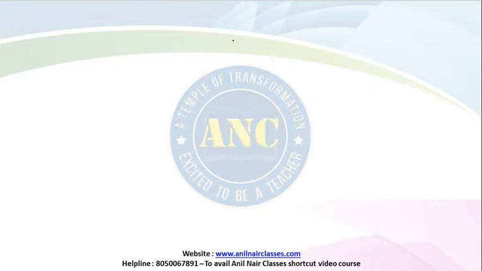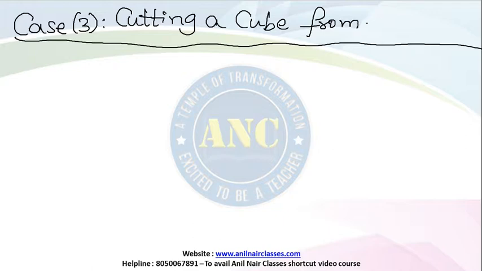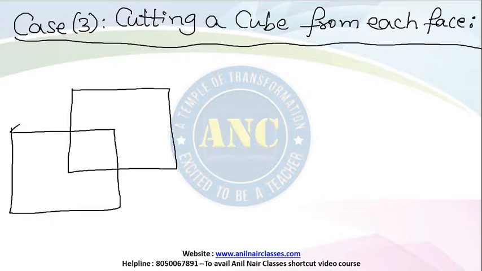Now the last case we will be discussing is cutting a small cube from each face. From each of the faces I need to cut a small cube. What will be the total surface area of the remaining solid? That is what I am discussing in case 3. Now try to visualize it, sir. Again, this becomes very easy if you have understood case 1 and case 2.